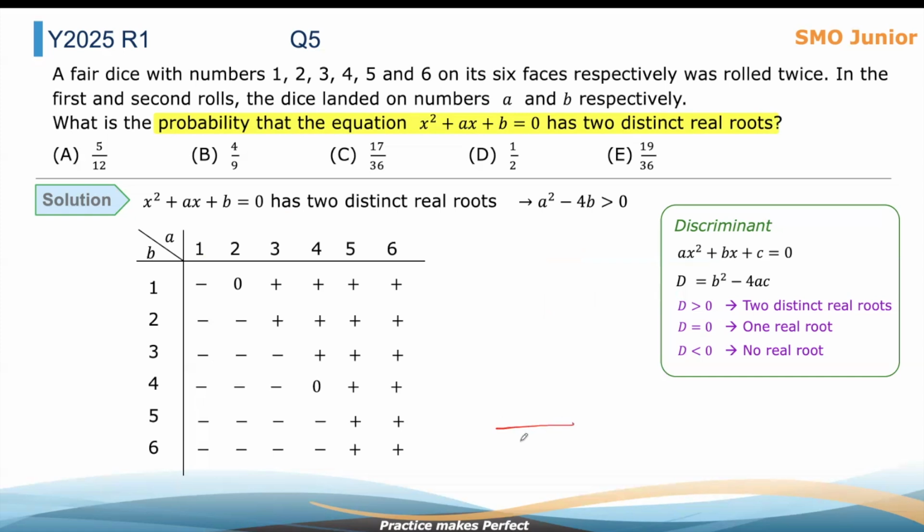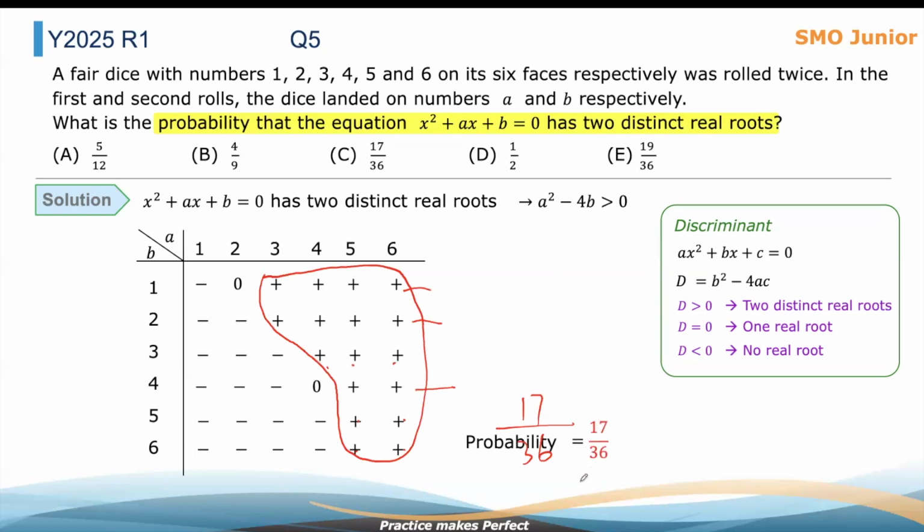Among these 36 possible outcomes, let's count how many values are positive. 4, 4, 2, this is 10. 1, 2, 3, 4, 5, 6, 7. So there are 17 positives. So the probability equals 17 over 36. Answer is C.